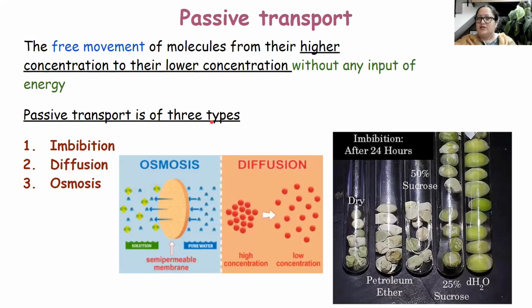So let's study the passive transport now. Passive transport, we say, is the free movement of molecules from a region of their higher concentration to the region of their lower concentration without any input of energy. So this is of three types.